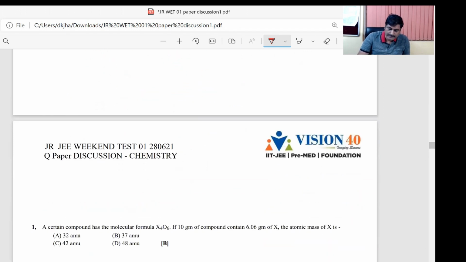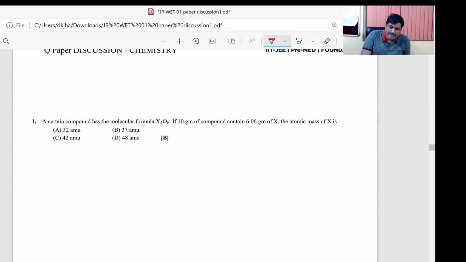Move to the next question. A certain compound has molecular formula X4O6. We have X4O6. 10 gram of the compound contains 6.06 gram of X. Then you have to find the atomic mass of X.